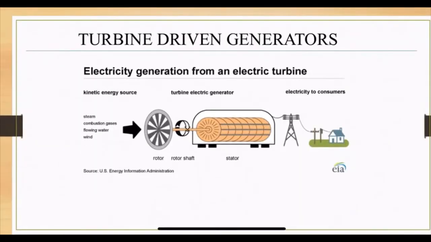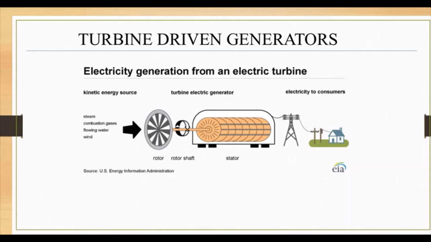Now, turbine-driven generators. Most of US and world electricity generation is from electric power plants that use a turbine to drive an electricity generator. In a turbine generator, a moving fluid, such as water, steam, combustion gases, or air, pushes a series of blades mounted on the rotor shaft. The force of the fluid on the blades spins the rotor shaft of a generator, so that the generator in turn converts the kinetic energy of the rotor to electrical energy.